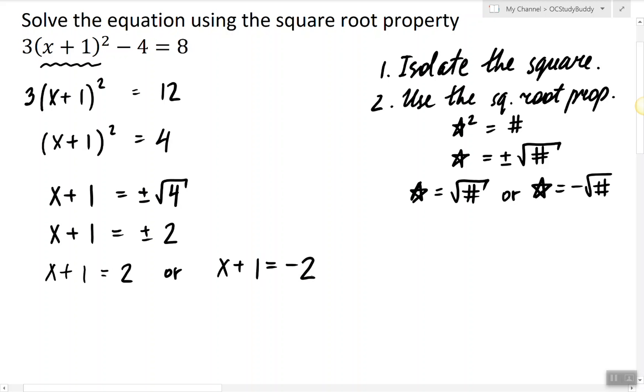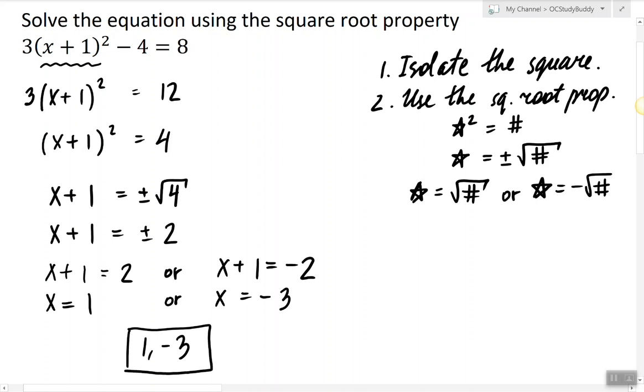And now we don't have a quadratic equation anymore here. We just have two linear equations which we solve by isolating the variables. So x equals 1 or x equals negative 3. So these are the two solutions of the original quadratic equation.